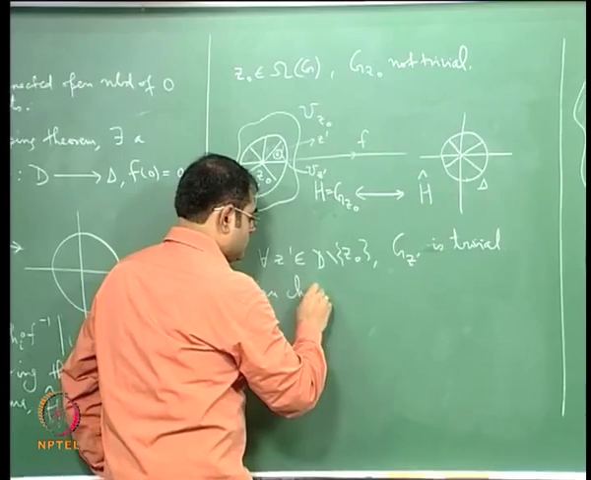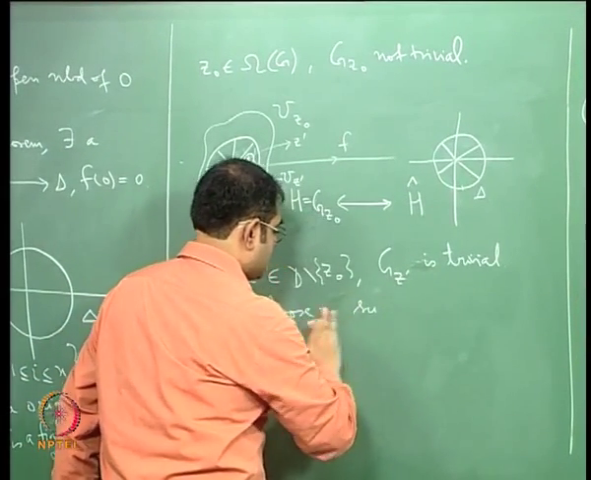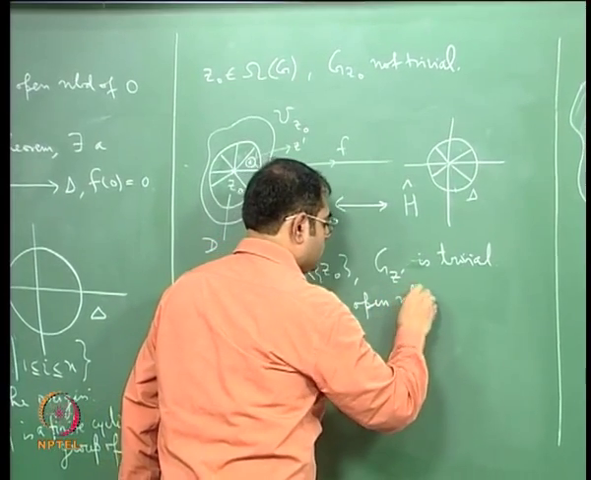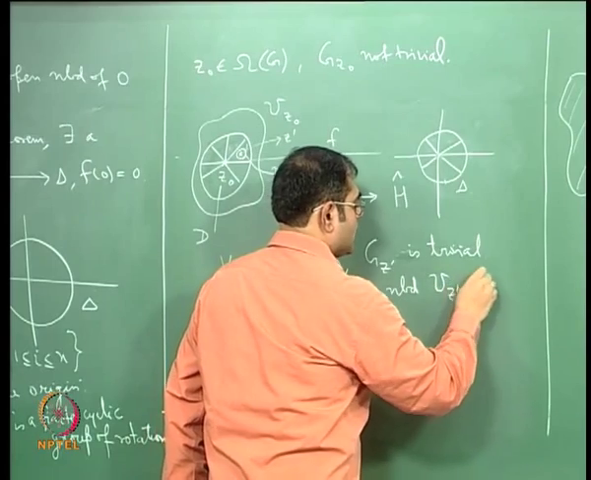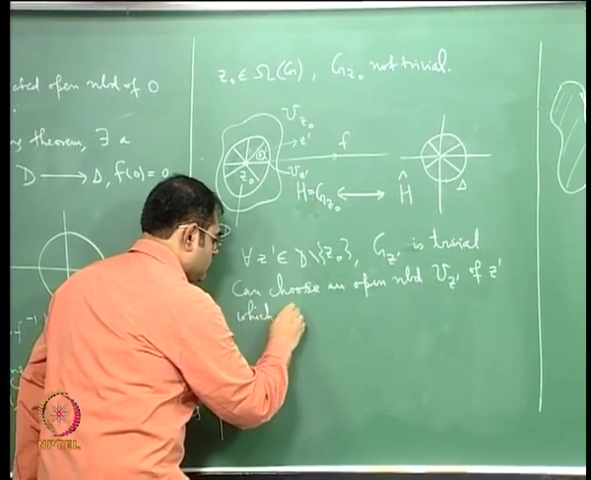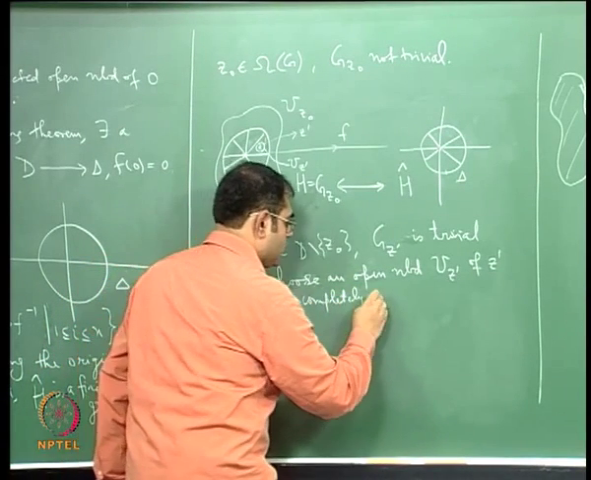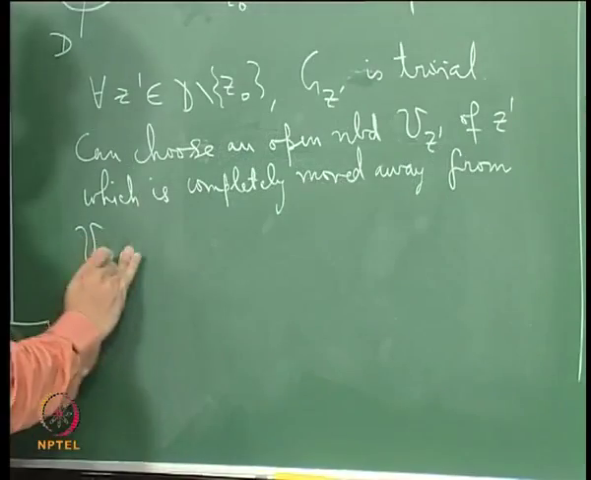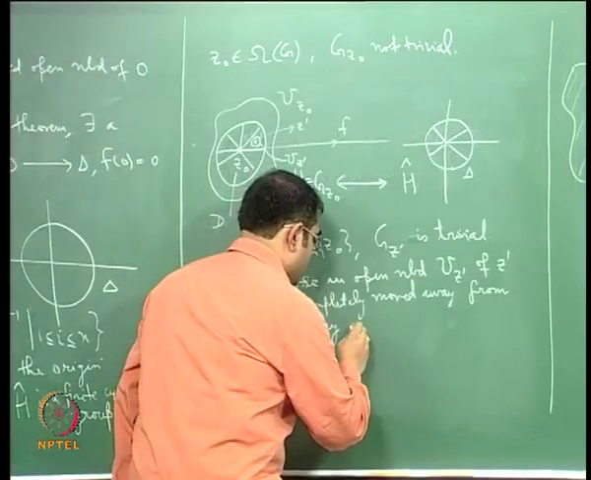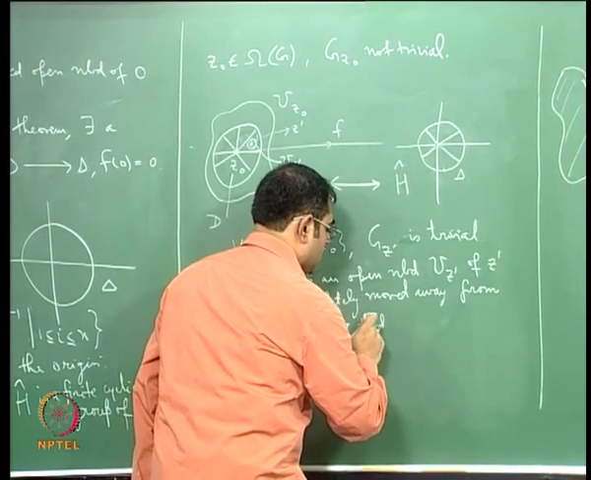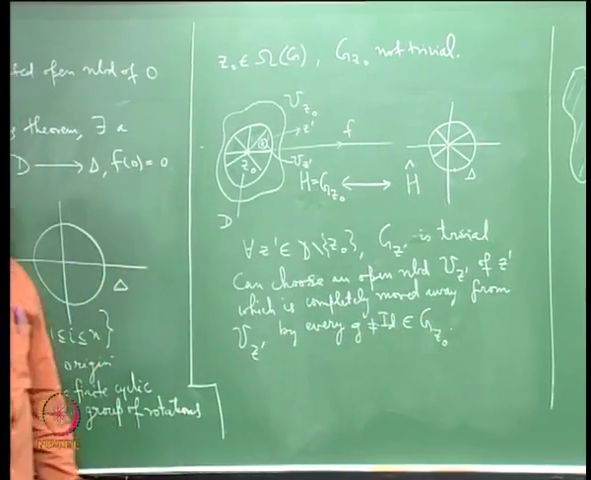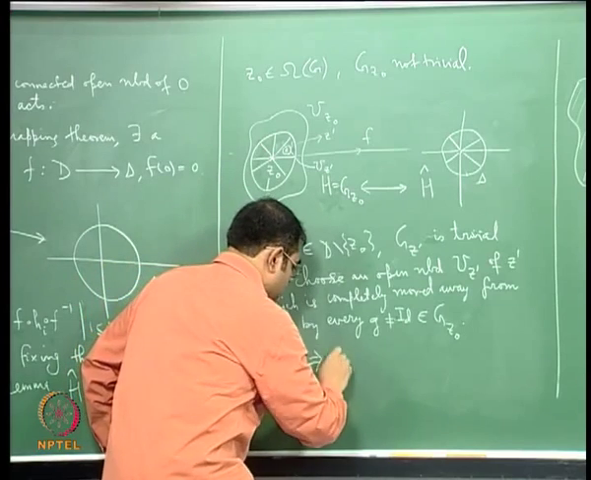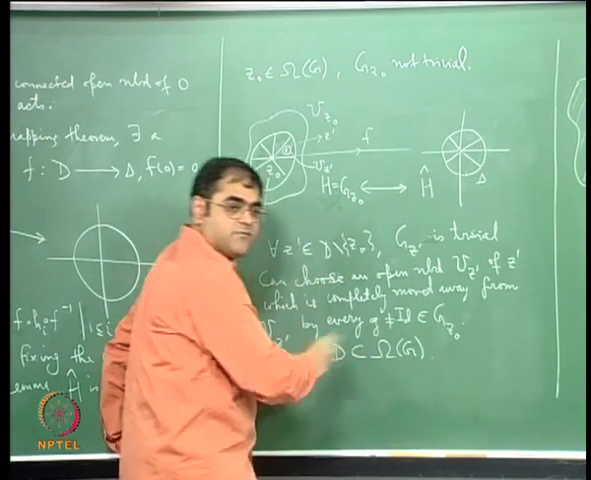Can choose z prime such that we can choose an open neighborhood U z prime of z prime which is completely moved away from U z prime by every g not equal to identity in G z, okay. So this implies that this neighborhood D is contained in omega of G, okay. So that finishes the proof.